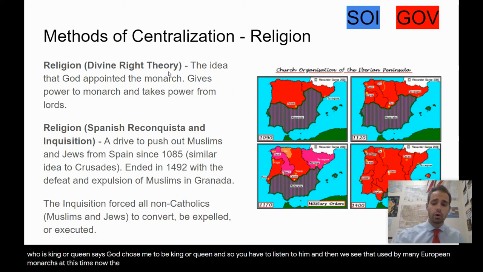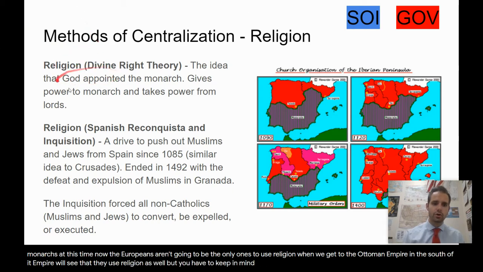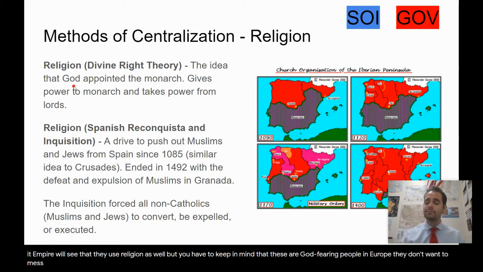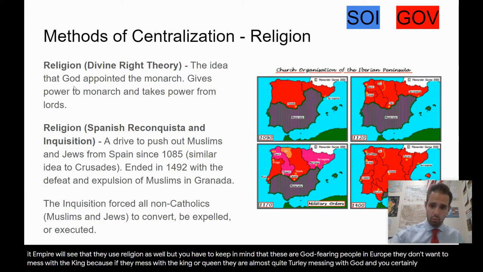And we see that used by many European monarchs at this time. Now, the Europeans aren't going to be the only ones to use religion. When we get to the Ottoman Empire and the Safavid Empire, we'll see that they use religion as well. But you have to keep in mind that these are God-fearing people in Europe. They don't want to mess with the king, because if they mess with the king or queen, they are almost quite literally messing with God, and you certainly don't want to do that.